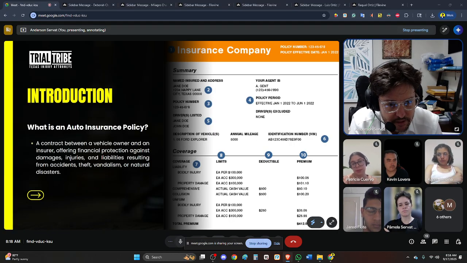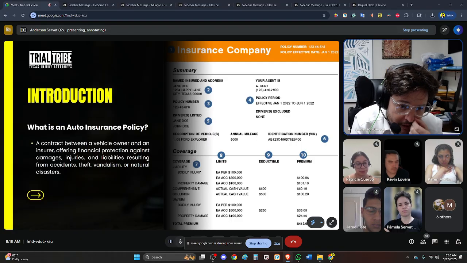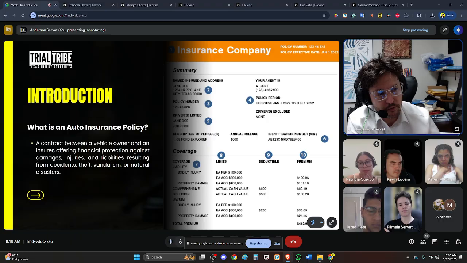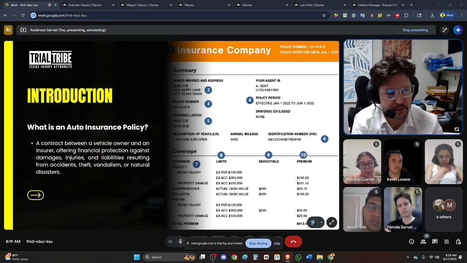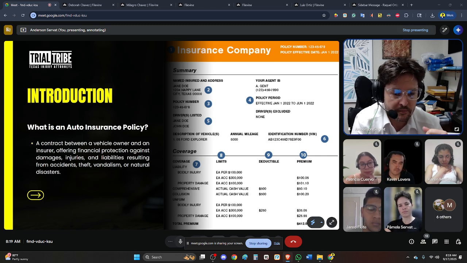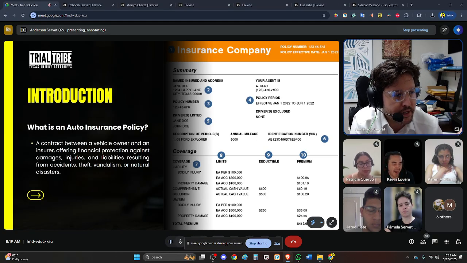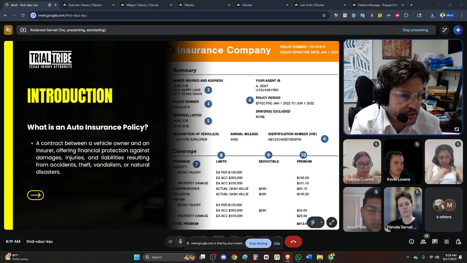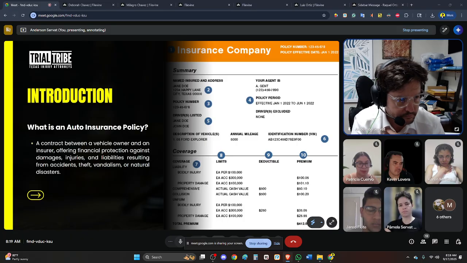Number 7 is the types of coverage. Liability. Normally liability is against a third party, so if you have liability, you are covered against the third party, so everything that happens to the other, the insurance will pay to the other, not to you. Comprehensive is about the vehicle, the damages, somebody broke your glass, a tree fell over your car. Comprehensive is that.